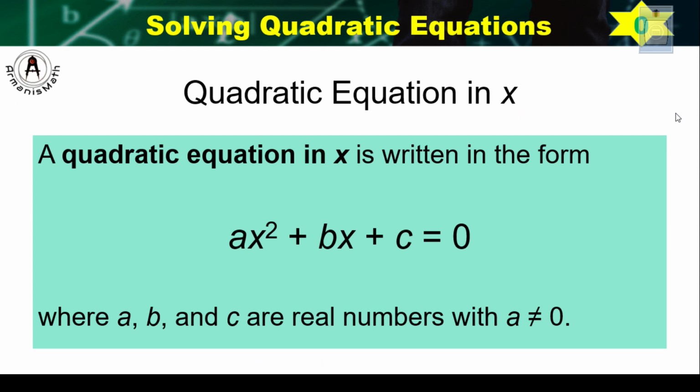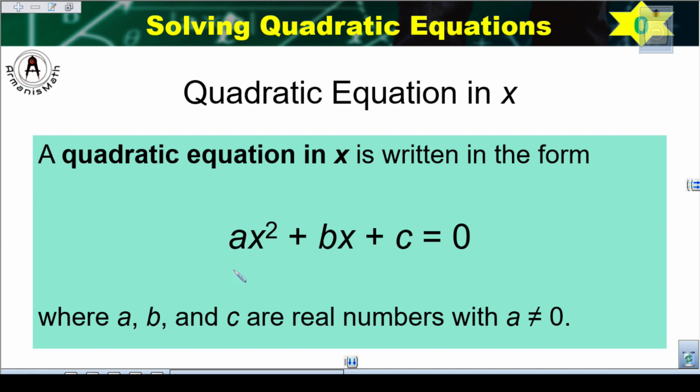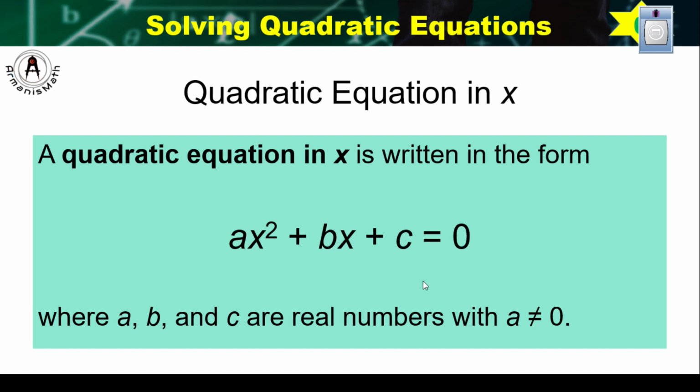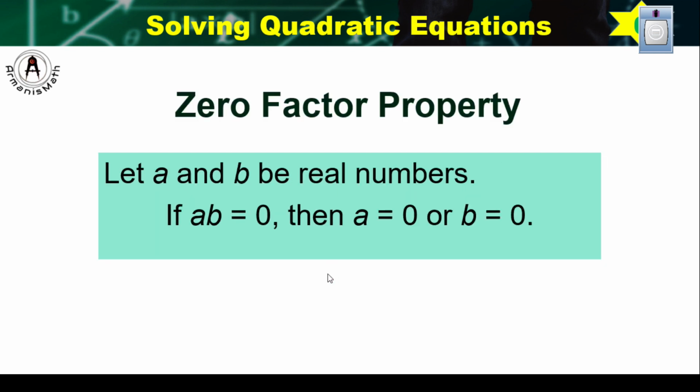Here's the form of the quadratic equation. This is one of the forms of the quadratic equation. A quadratic equation in x is written in the form ax squared plus bx plus c. Please pay attention that the coefficient a is next to the x squared. The coefficient b is next to the x, and then plus c. C is the constant. Where a, b, and c are real numbers, with a not equal to 0, because if a is 0, that means it's not quadratic anymore, it will be linear. Okay, so just keep that in mind. The b is right next to the x. The b is the coefficient of the x.